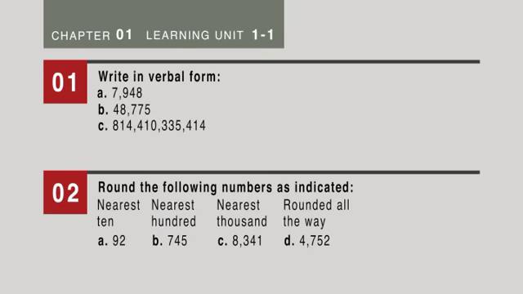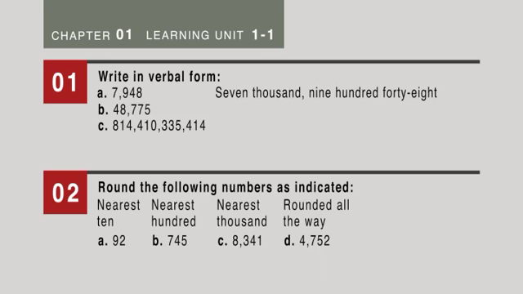First of all, we have to write in verbal form 7,948. Keep in mind that the 48 will have a what? You got it, hyphen. So your solution would be as follows. 7,000, 940-8.